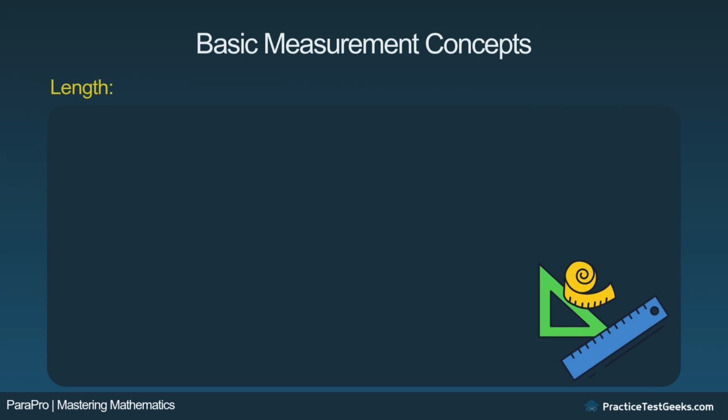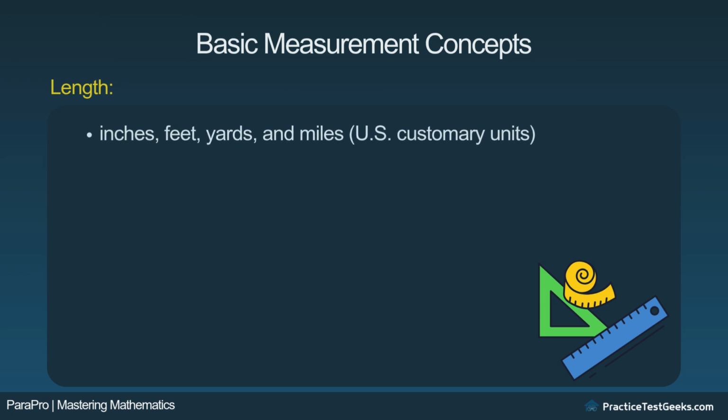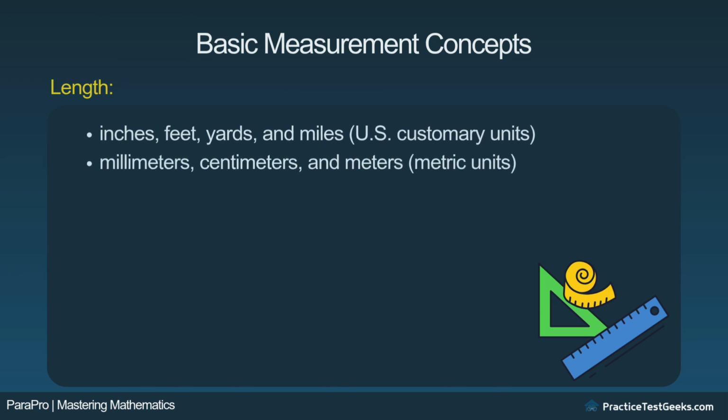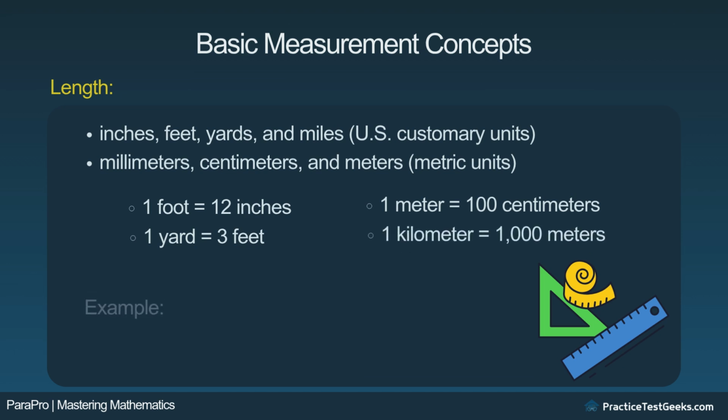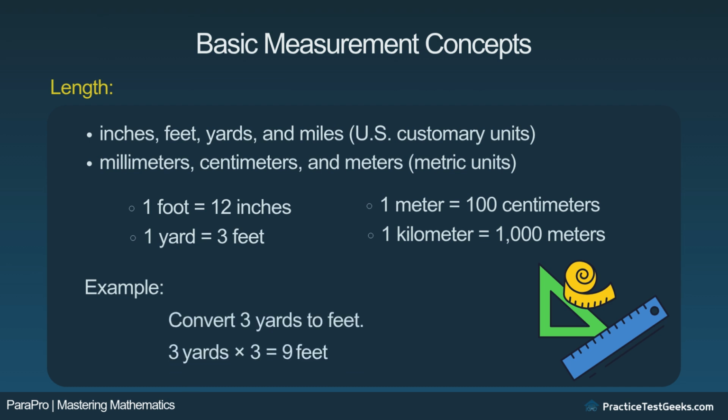Length, units of length. Common units of length include inches, feet, yards, and miles, U.S. customary units, or millimeters, centimeters, and meters, metric units. Conversions: 1 foot equals 12 inches, 1 yard equals 3 feet, 1 meter equals 100 centimeters, 1 kilometer equals 1,000 meters. Example: convert 3 yards to feet. 3 yards times 3 equals 9 feet.